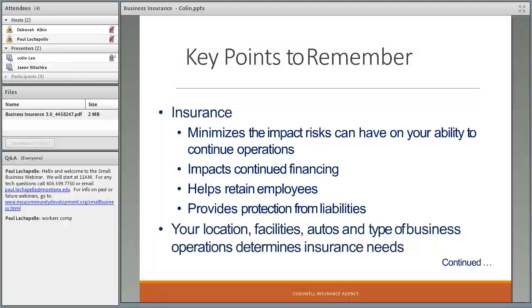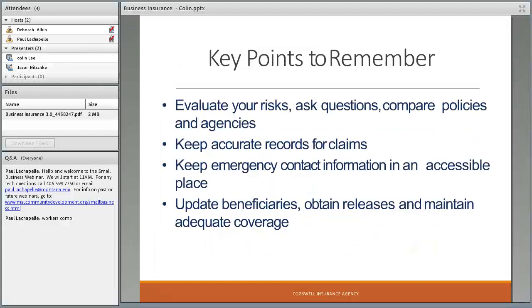Your locations, facilities, autos, and types of operations determine the insurance we need. We discussed that a little bit. So you want to evaluate your risks, ask lots of questions, compare policies and agencies, and keep accurate records for claims. I always keep my claims for 7 years. We do that here, and I also advise my clients to keep their claims activity for 7 years.